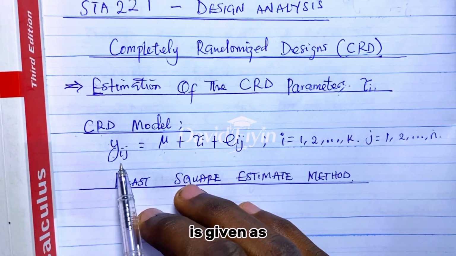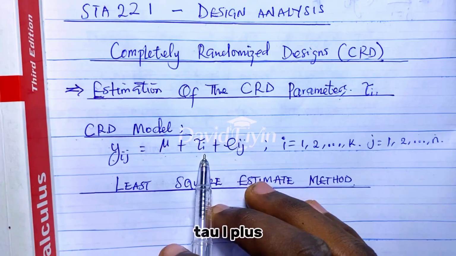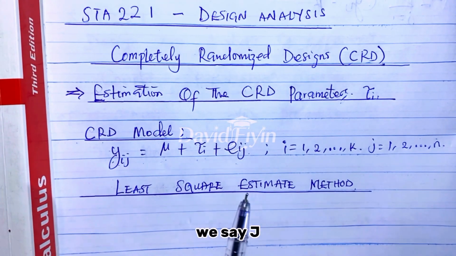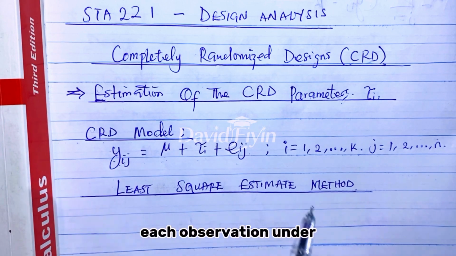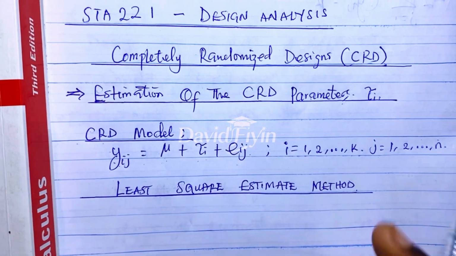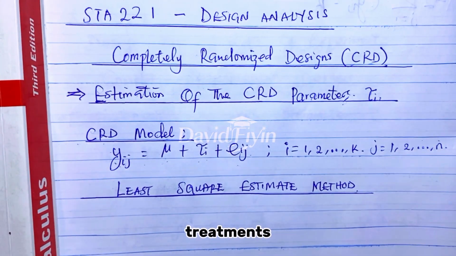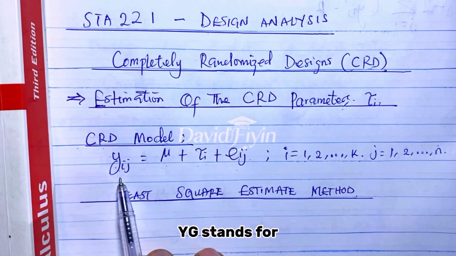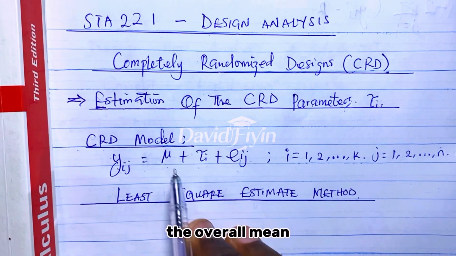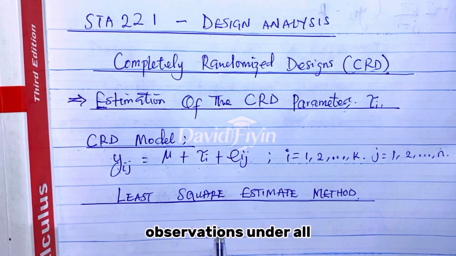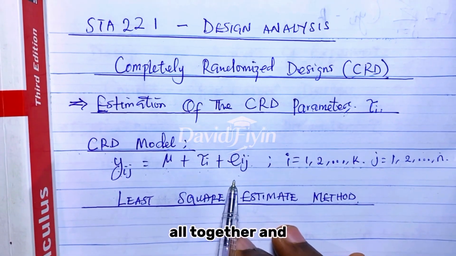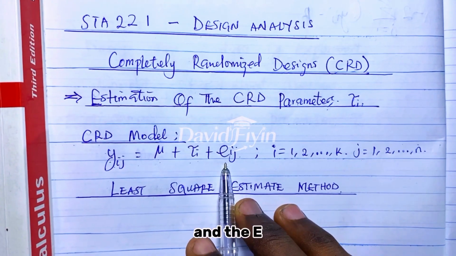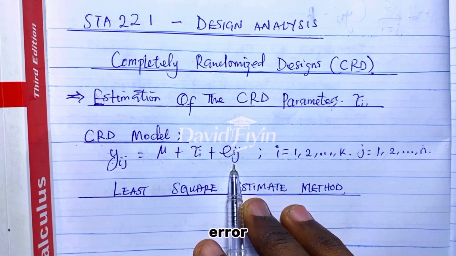The CRD model is given as Yij equals mu plus tau i plus Eij, where Yij stands for each observation. We say jth observation under the ith treatment. There could be more than one or two treatments, so we have different observations under different treatments. That's what Yij stands for. Mu stands for the overall mean, the grand mean of all the observations under all the treatments altogether. Tau i stands for the ith treatment effect, and Eij stands for the random error.